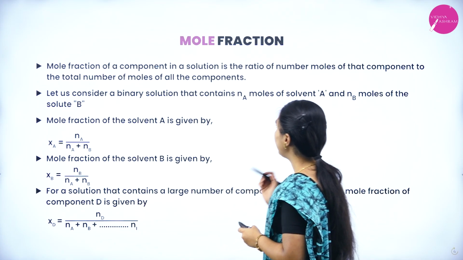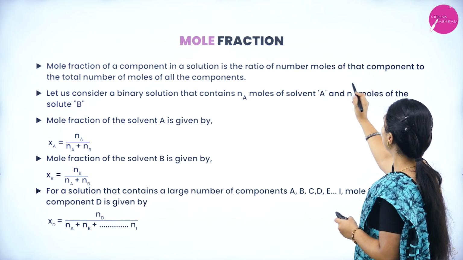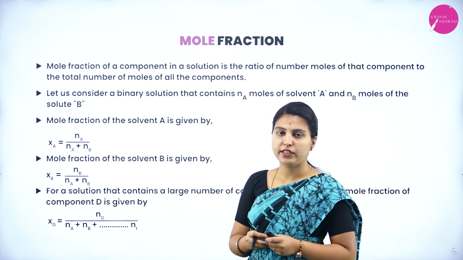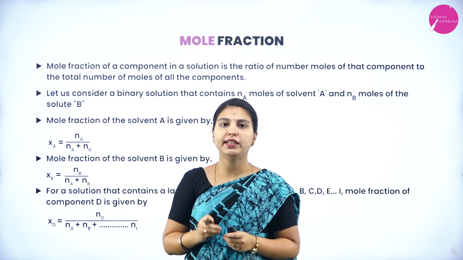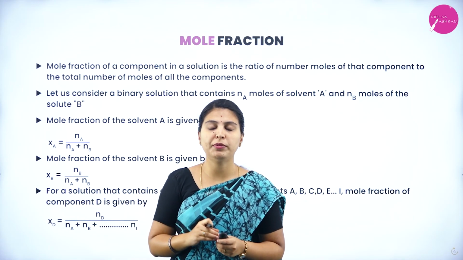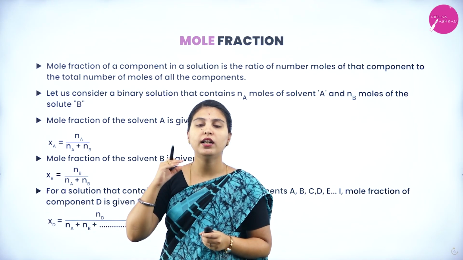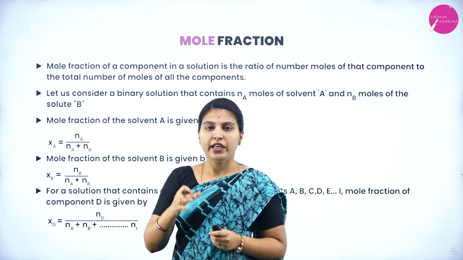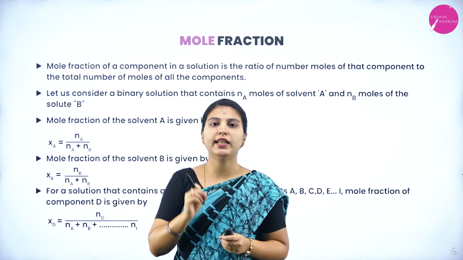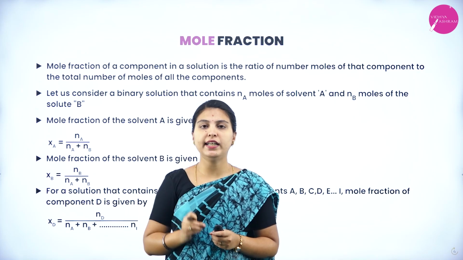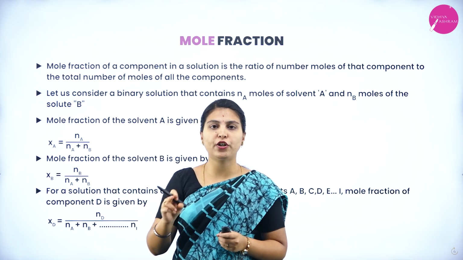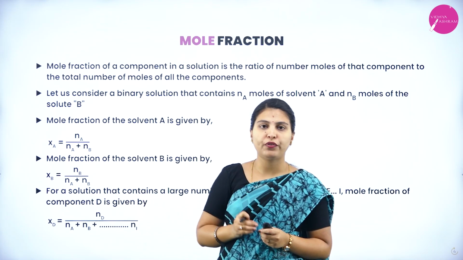Mole fraction of a component in a solution is the ratio of the number of moles of that component to the total number of moles of all the components. If you want to see an individual component's moles, then you have to write it in the numerator, and in the denominator you have to take the overall or total moles. Okay. If in some box A, B, C are present, and you want to check with A substance moles, you have to write it in the numerator, and in the denominator A, B and C, that is the total components of a system or total moles.